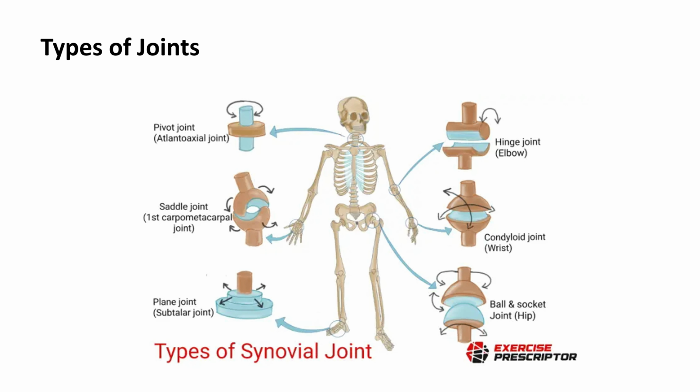Let's get into your types of joints, I guess. You have your pivot joint, your saddle joint, your plane joint, your hinge joint, your condyloid joint, and your ball and socket. So every joint is classified by how it moves, its movement. So let's get into a little bit of that.